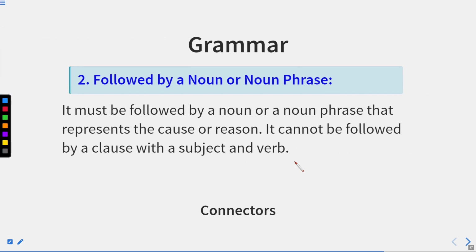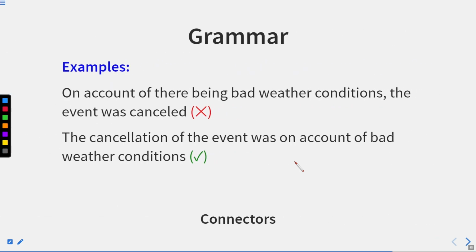Followed by a noun or noun phrase, it must be followed by a noun or the noun phrase that represents the cause or reason. It cannot be followed by a clause with a subject and verb. Examples: On account of there being bad weather conditions, the event was cancelled. Now, here you can see the event was cancelled is actually the result. This is the event that happened or the thing that happened. So, this is the result.